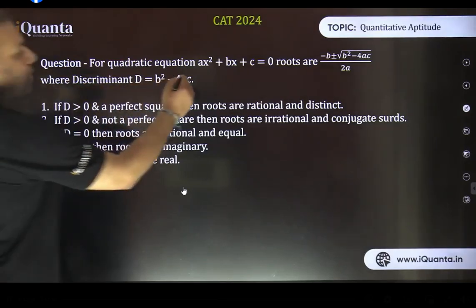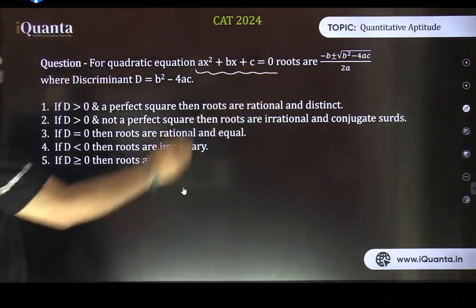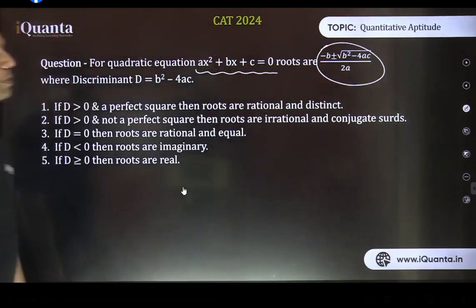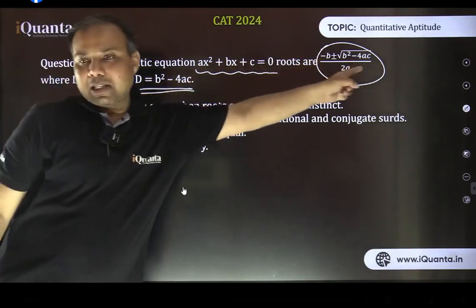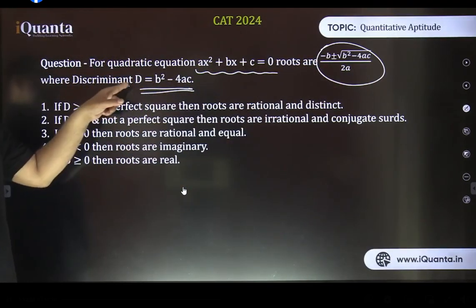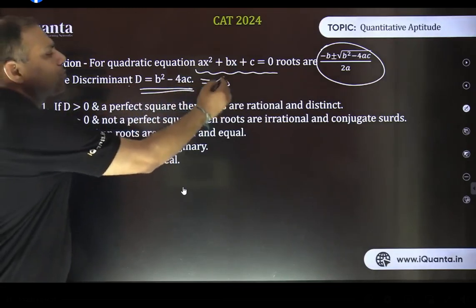So for quadratic equation ax square plus bx plus c equal to 0, roots are given by minus b plus minus root b square minus 4ac by 2a, where discriminant D is b square minus 4ac. We had already talked about this. So the term inside the root, b square minus 4ac, we call it discriminant. We denote it by D. Sometimes it is written as delta also. It's okay, that doesn't matter.